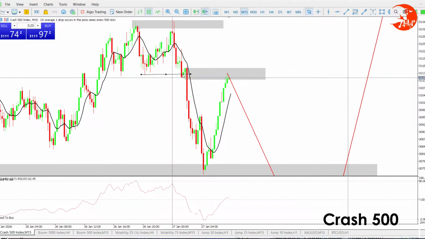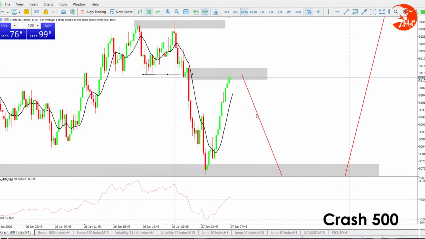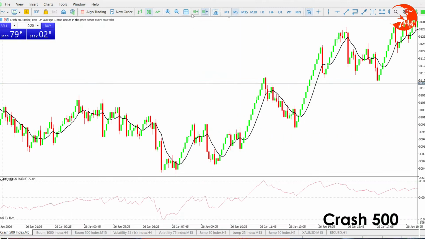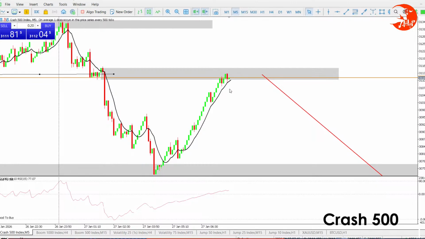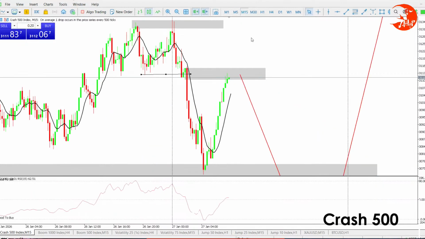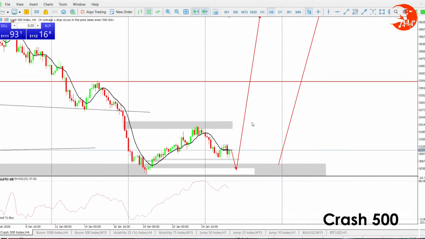So right about now, we are going to be looking for sales on Crash 500, but I cannot enter sales right now. I have to be very careful until M5 gets ready for the sales. Then you can enter sales, or you wait for M15 price to be below our 10 MA to make this kind of a sell move. Remember, this sell move is going to be based on H4 and M15, as we've seen that H4 is likely to get back to this OB.